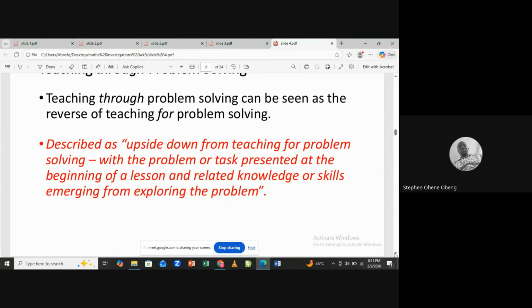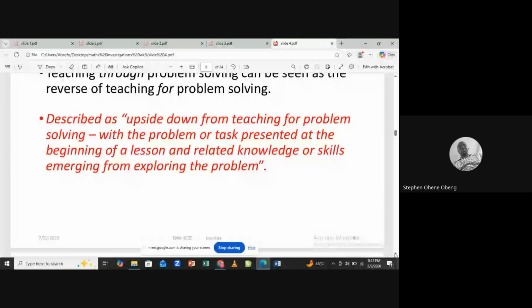For teaching for, you give them the formula, the pattern, for them to use it to solve the problem. For teaching about, you guide them to deduce the formula or the pattern and use it to solve the problem. For teaching through, you first give them the problem. They read the problem, they understand, before they deduce their own pattern and formula. Hope it's clear.